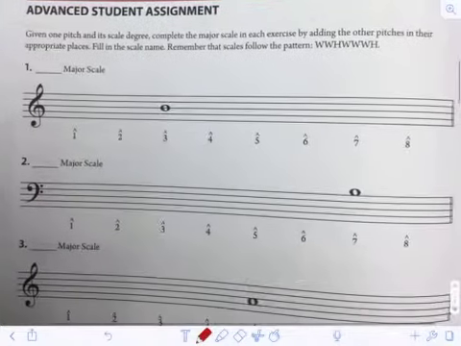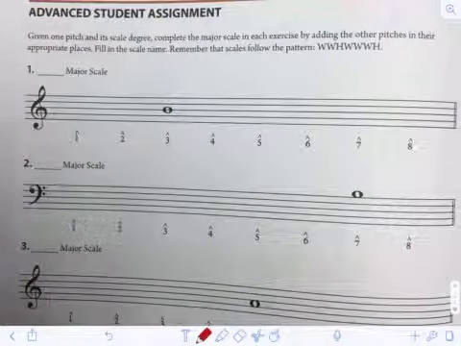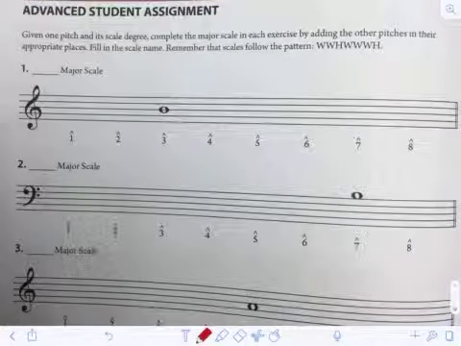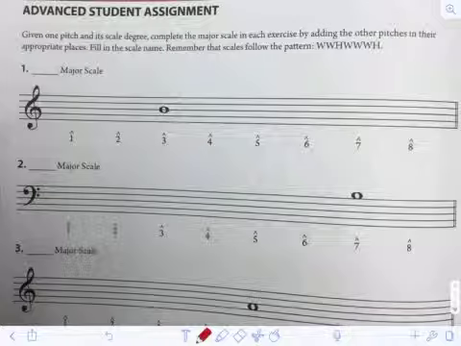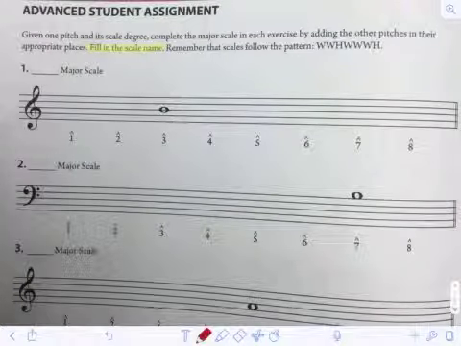So this is an advanced assignment, guys. You're going to want to pay attention and make sure that you are writing carefully. Check your work. Feel free to pause the video to go back and replay anything. This is your class time, guys, so use this video as you need to. Given one pitch and its scale degree, complete the major scale in each exercise by adding the other pitches in their appropriate places. Fill in the scale name, and remember the scales follow this pattern: whole, whole, half, whole, whole, whole, half. I'm going to highlight the fill in the scale name thing. If you remember, we name the scale by the first pitch.